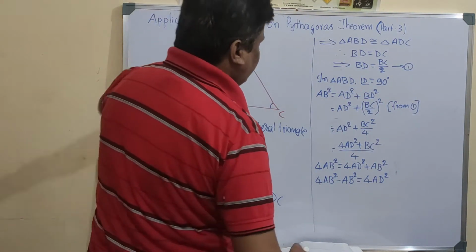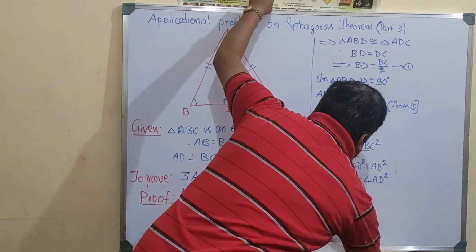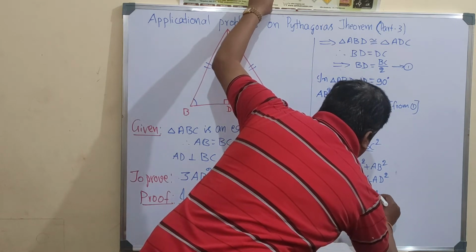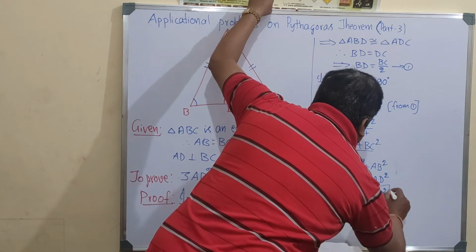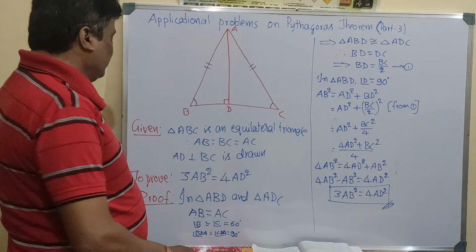4 AB square minus AB square is nothing but 3 AB square, which is equal to 4 AD square. That's the result we want.